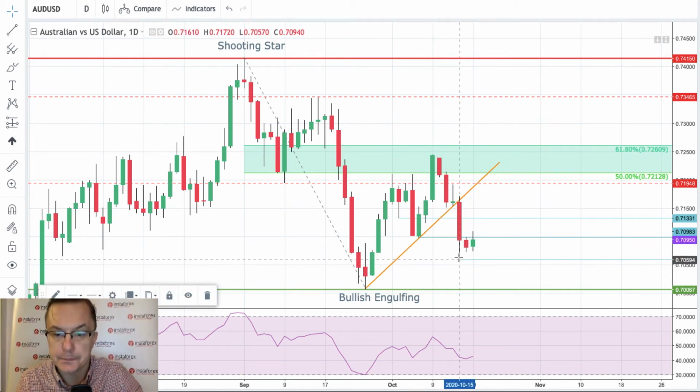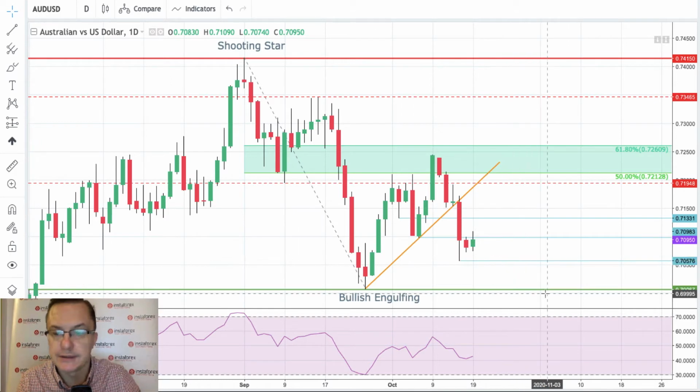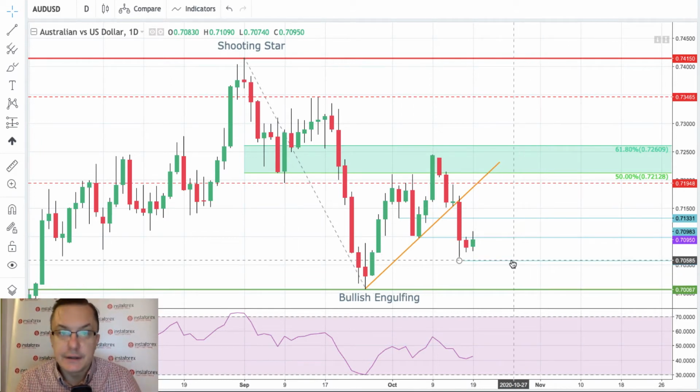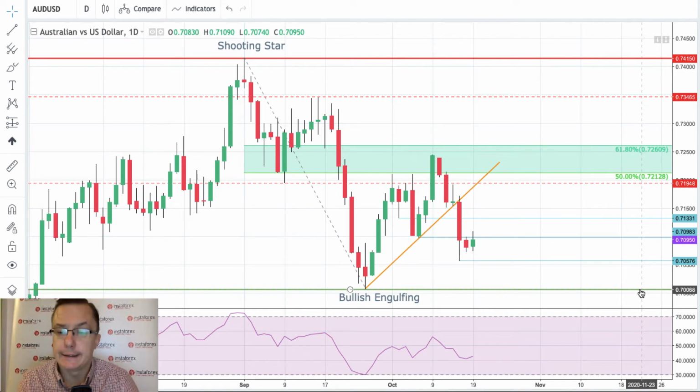down day. The low was made around the level, let's say 0.7057. So if this level is violated, if it's clearly violated, we are going lower towards the important key support for the Australian dollar. This is 0.7006, right? So if we break below this level, that's not good for the bulls at all.